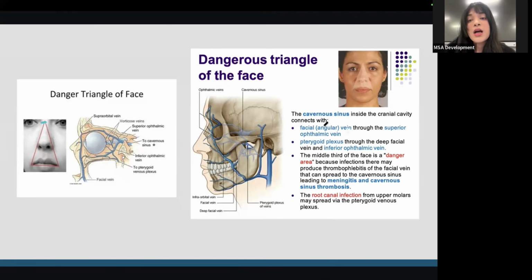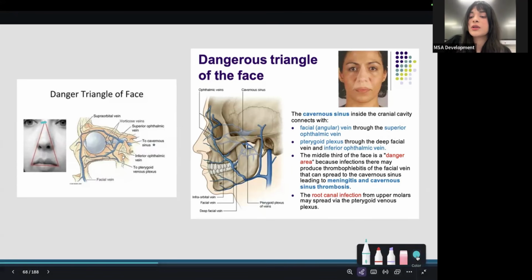Actually, focus with me. The cavernous sinus inside the cranial cavity connects with the facial angular vein through the superior ophthalmic vein, and the pterygoid plexus to the deep facial vein and the inferior ophthalmic vein. What does that mean? Let me tell you what's going on.